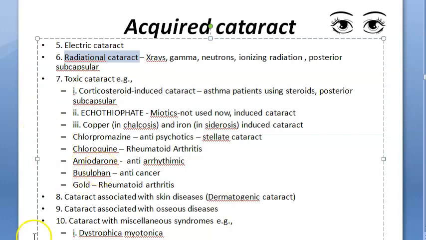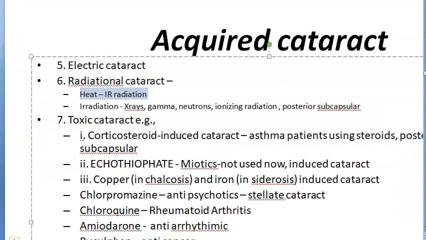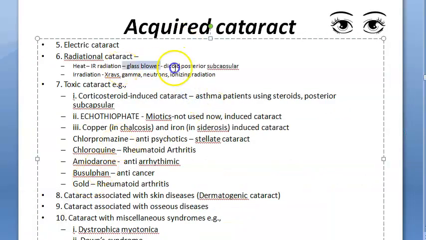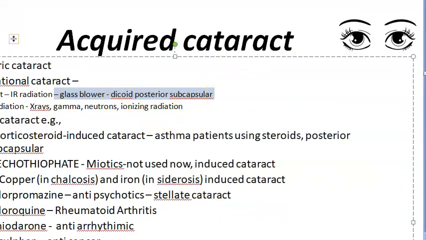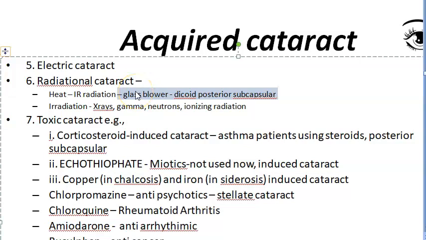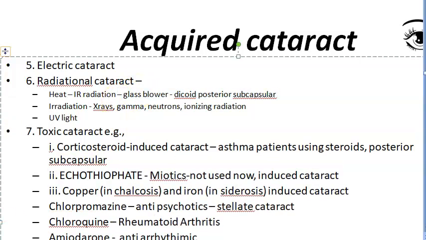Then they are talking about heat, because of heat. So this is like glass blowers, glass workers cataract because of radiation, IR radiation. The textbook says that this one, glass blower, they can have discoid posterior subcapsular in these people, glass blower. UV light will actually lead to what? Senile cataract.